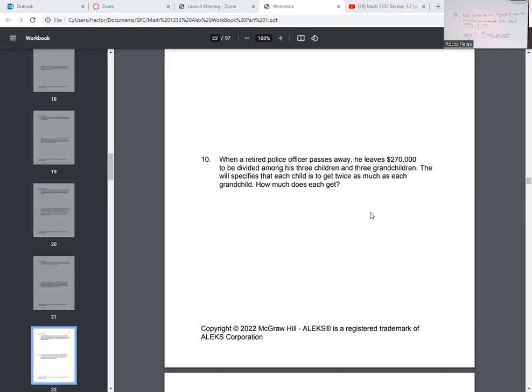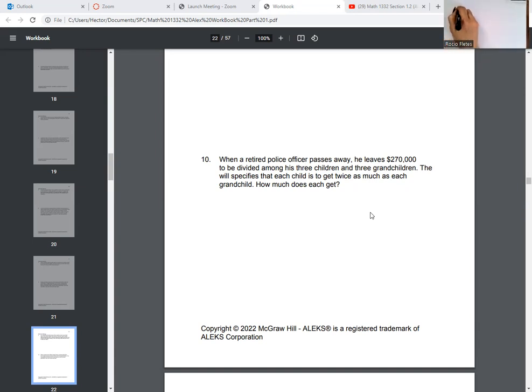So this retired police officer passed away, and he left an inheritance to his children, to be divided among his 3 children and 3 grandchildren. And the will specifies that each child is to get twice as much as each grandchild. Okay, so we have to write this down, because we know as a total.